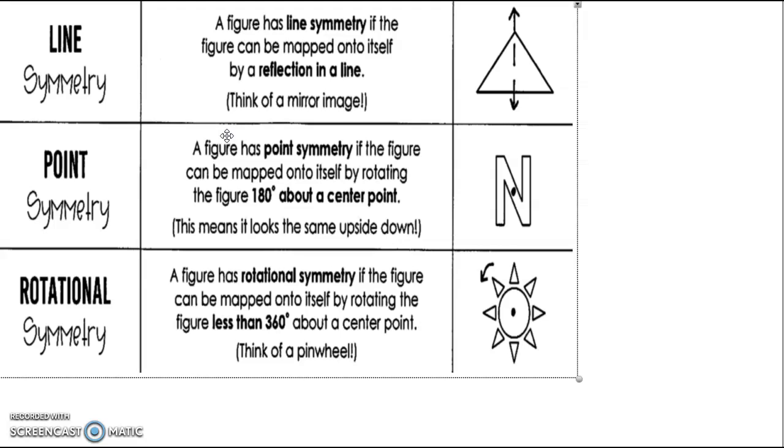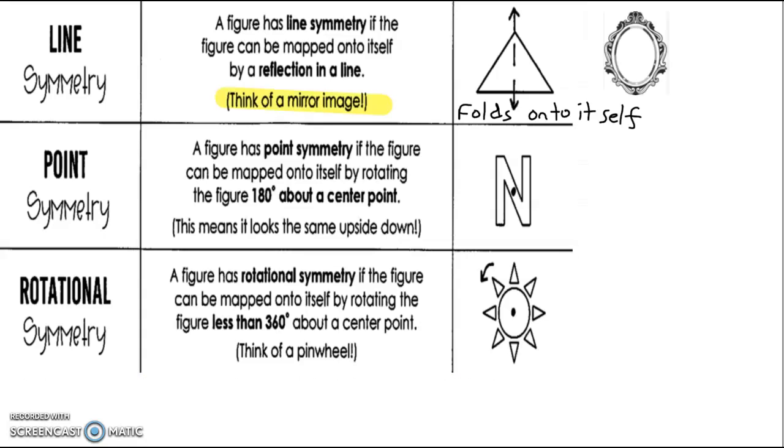Today we're looking at some symmetry. We're talking about three different types of symmetry: line symmetry, point symmetry, and rotational symmetry. Alright, so let's begin. Line symmetry is a figure that folds into itself. It can be mapped onto itself if you draw a line of symmetry. So if you can find a place in your figure and draw a line, it's going to have a mirror image across that line. Thus the little mirror over here.